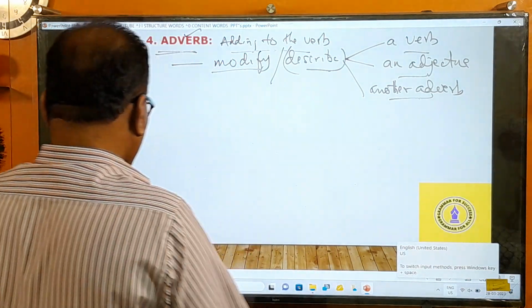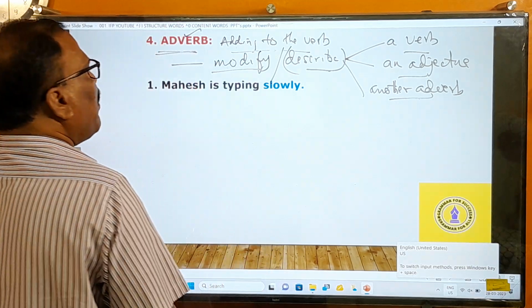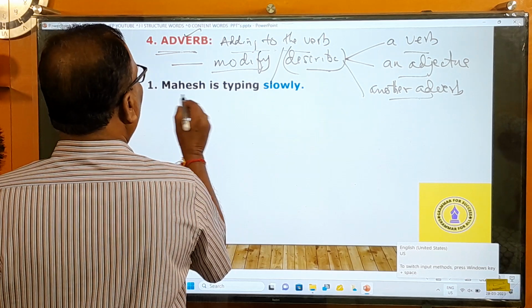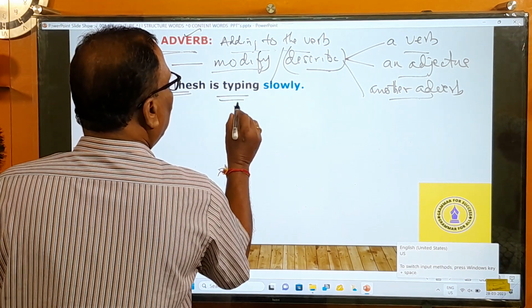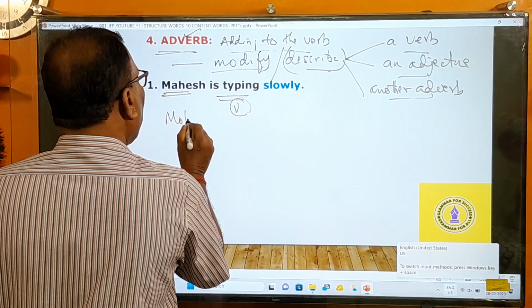So here, let me give you some examples to make you understand this. Mohan is typing slowly. Yes, Mohan is typing. What action is Mohan doing? Typing. This is a verb. Now, you see, Mohan is typing.